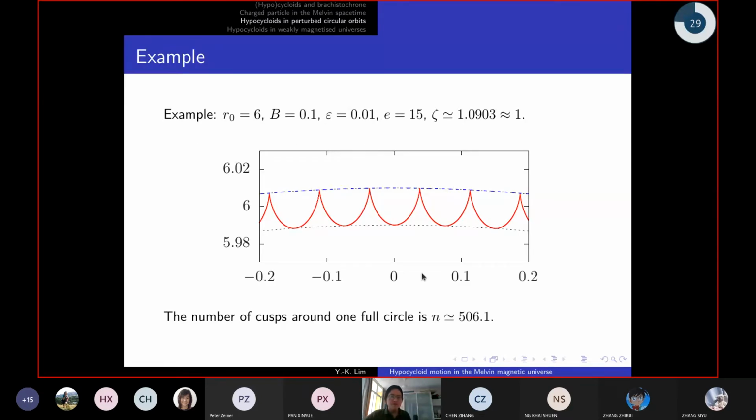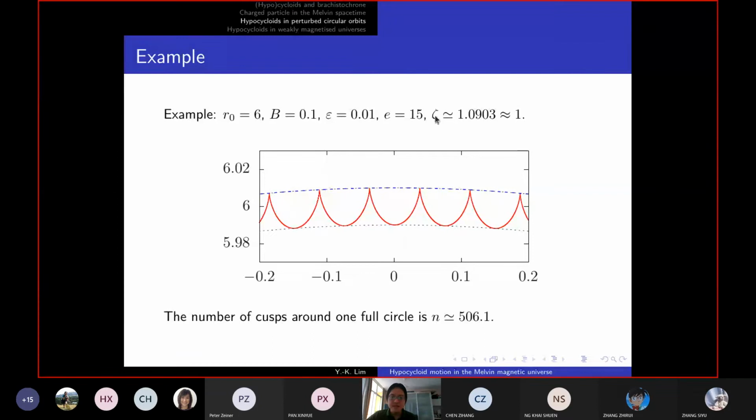If I do it for the case of charged particles in the Melvin spacetime, let's say I start with a perturbation around a circular orbit of radius 6. So let's start with a circle of radius 6, and then I perturb the charge, so it will oscillate around the R6 region. Then I choose the magnetic field and charge to have a certain value such that I get a zeta that's as close to 1 as I can get. This is really the result of the numerical solution, which agrees with the perturbative solution.